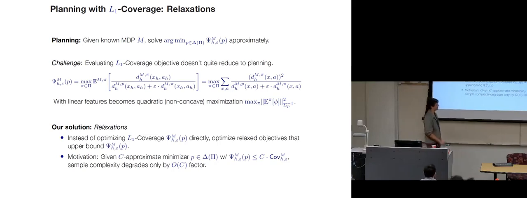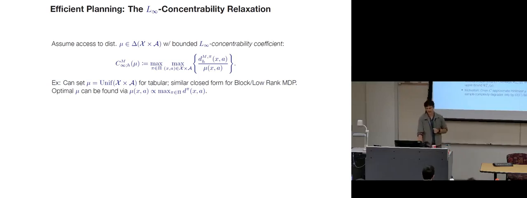So one solution that we give is that instead of optimizing it directly, you optimize upper bounds for it. Once again, the motivation is that if you minimize an upper bound for the true parameter, that just shows up in the sample complexity. So this is just a computational gap that you're paying. The statistical cost is still the same.